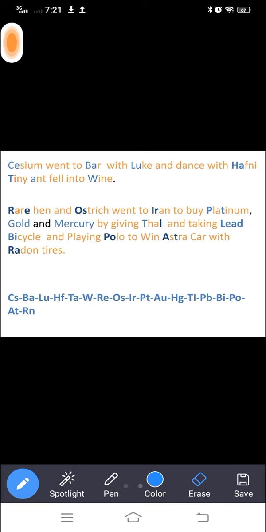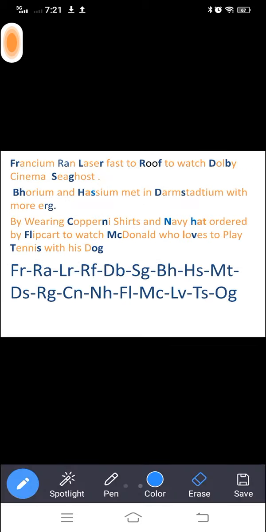Now the last period, seventh period, it starts with the francium. Francium runs very fast like a laser. You know that laser, once you turn it on, it will be displayed in front of you that much fast to the roof. They went to the roof to watch the Dolby Cinema. The name of the film is Sea Ghost. It is a ghost film they were watching.